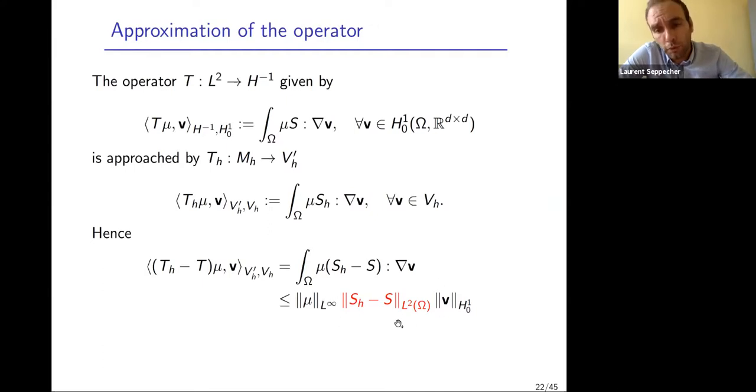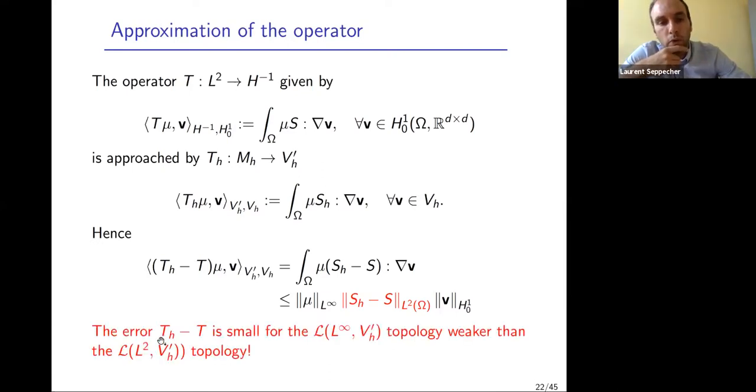And this is important. You want to use L2 for S_h minus S because you want somehow to control the noise, and you will control the noise in L2, but you won't control the noise in L infinity here. Okay, so you choose L2 for S_h minus S, so you have to put L infinity on mu. Okay, and this is a little problem actually, because when you do so, the error you make on T_h minus T is small in the topology of the linear maps from L infinity to V_h prime. And this topology is actually weaker than the topology of the linear maps from L2 to V_h prime. Okay, so you have an approximation which is weaker than the space where T_h and T are defined, actually. Okay, and that will cause a little problem, but actually things work also.